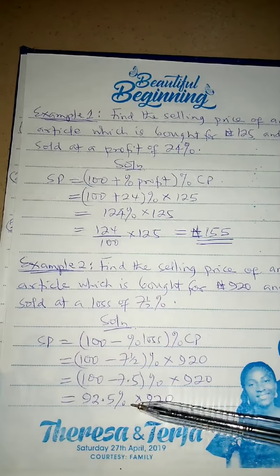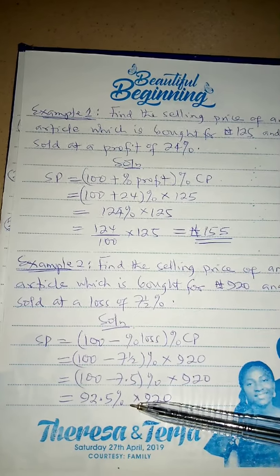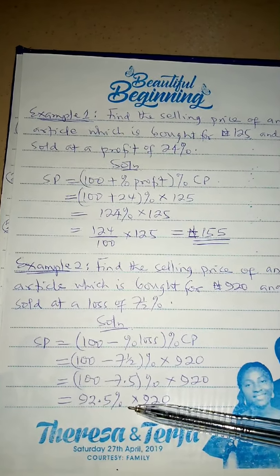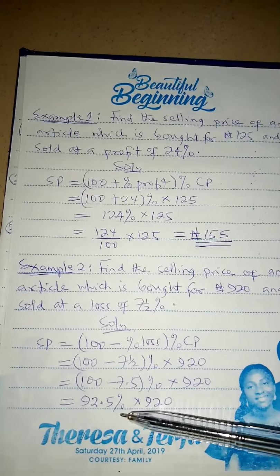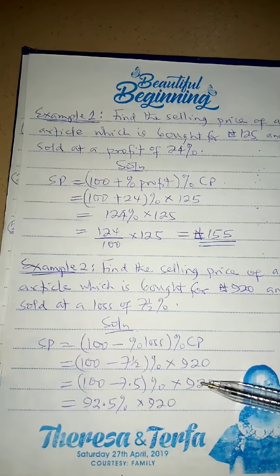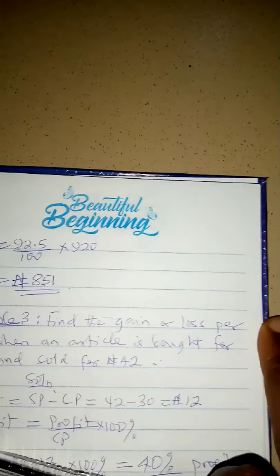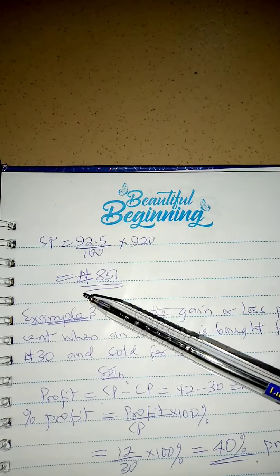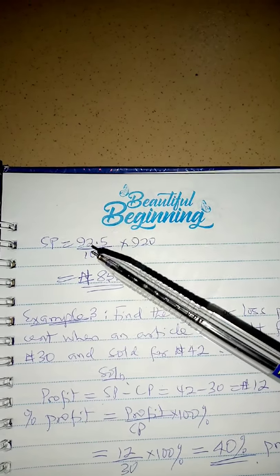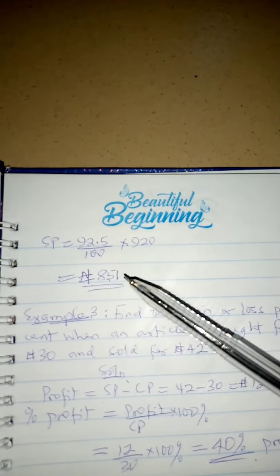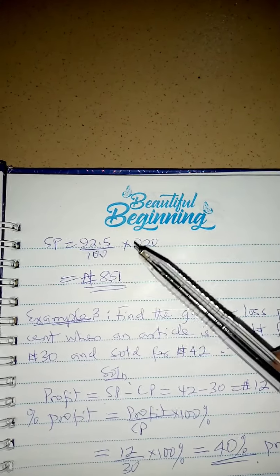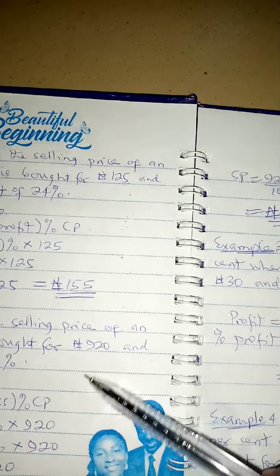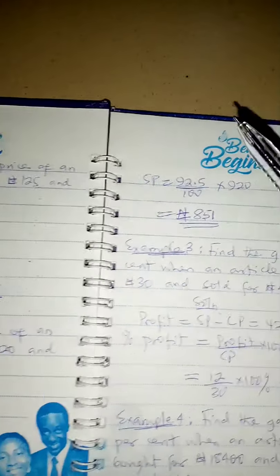This percent is very important because it means 92.5 over 100. That's the meaning. Then you now multiply by 920. And when you multiply, your selling price will be 851 naira. When you make a loss, the selling price will be less than the cost price. Look at the selling price here. See the cost price given. So this is a loss.